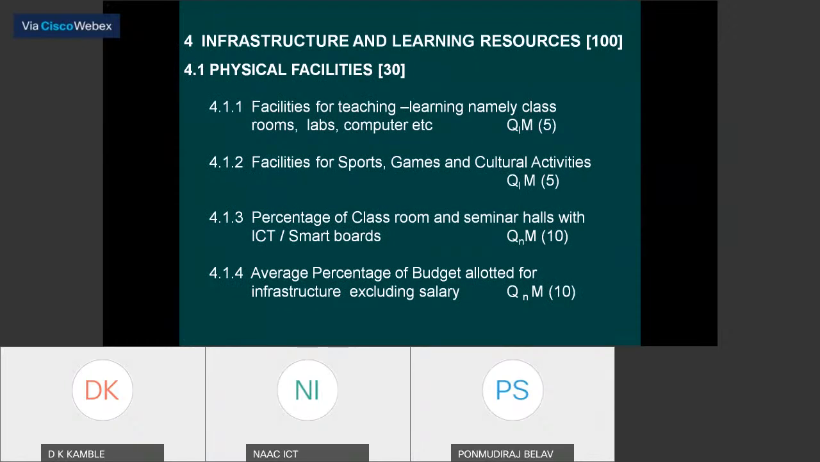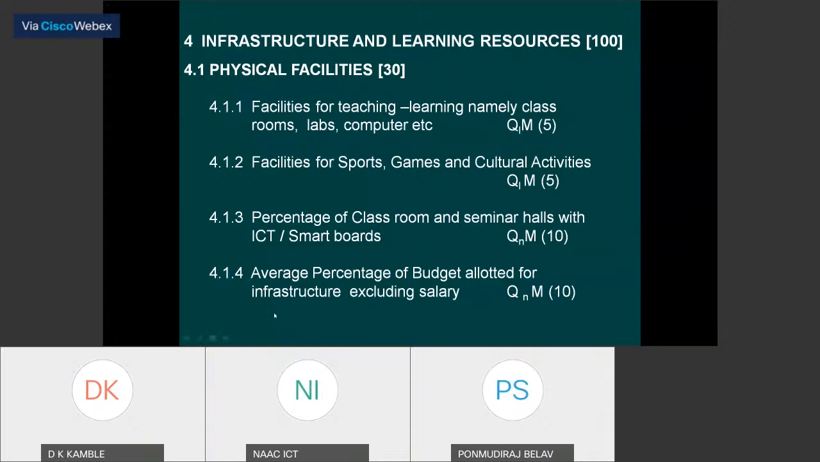In the first one, physical facilities, related to quantitative metrics, percentage of classrooms and seminar halls with ICT or smart boards. In the institution, how many classrooms are there? How many seminar halls with ICT or smart board rooms? For that, a list of classrooms and seminar halls is required. Along with the list, recent geotag photos are required. If the institution is showing 10 classrooms and seminar halls with ICT, for those 10 rooms, separate geotag photos are required for this metric.